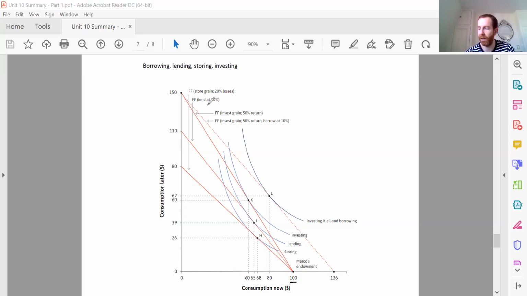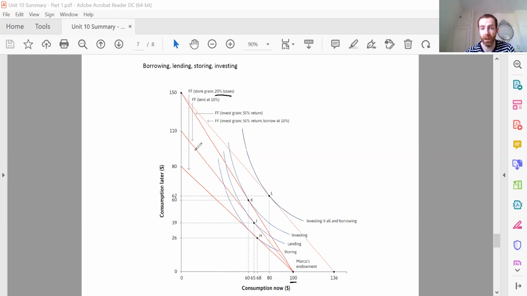And actually, this seems like a really bad option, because if he stores it, we've got this story about mice eating it, and he'll lose 20% of what he stores, which is why you can see his initial 100, if he decides to store all of it, then later on he'd only have 80 left. So this doesn't seem very good. But if that was his only option, then you can see he would choose point H here, because that is the point that gets him to the highest possible indifference curve, where he consumes 68 now and then has 26 for later on.